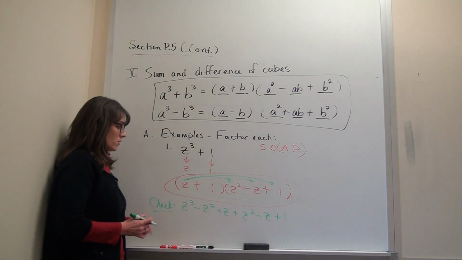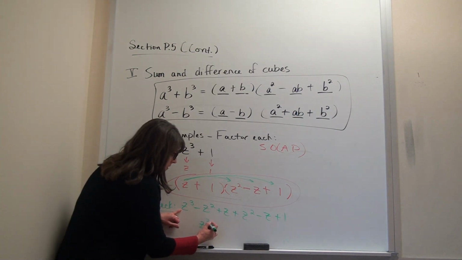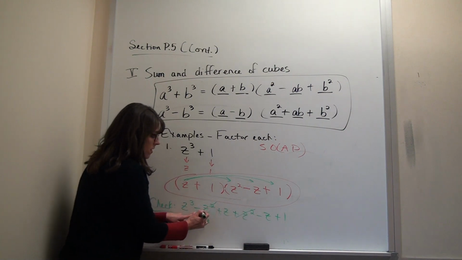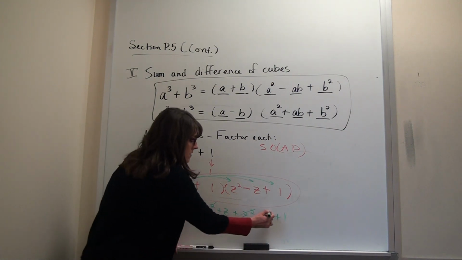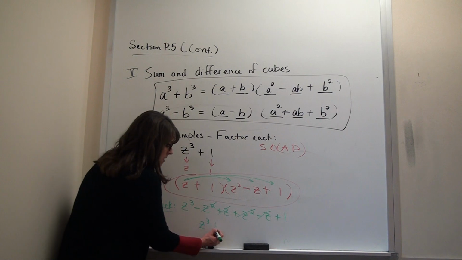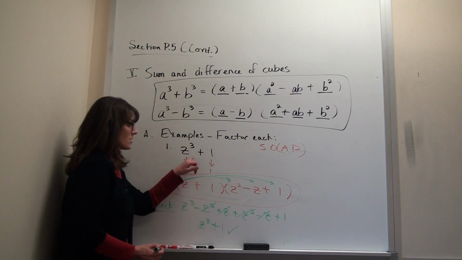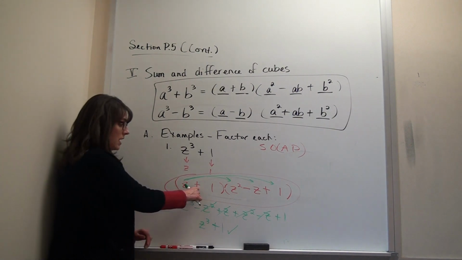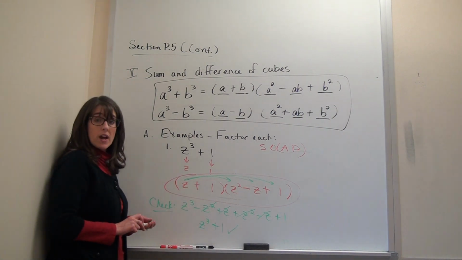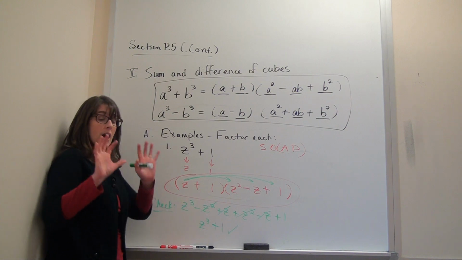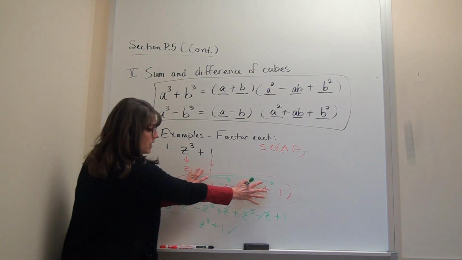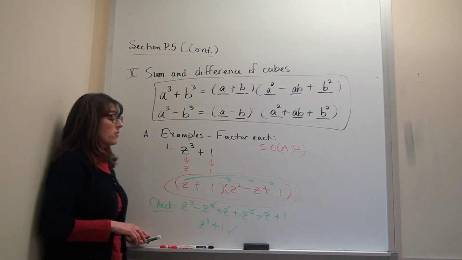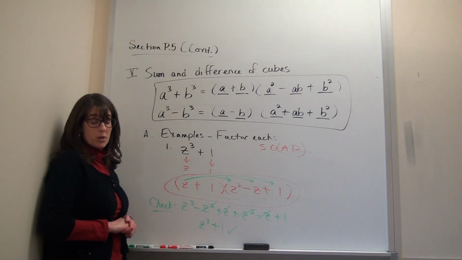Now when I combine my like terms, there are no other Z to the thirds. But this negative Z squared and this positive Z squared will cancel each other out. This positive Z and this negative Z will also cancel each other out. And I'm just left with a Z to the third plus 1, which is exactly what I started with. Remember, this is not the answer, this is the check. The answer is your factored form, and you know that it's factored when you have things that are multiplied together. I have a couple of parentheses, right here and right here. Those 2 parentheses are being multiplied together, so that's my factored form. And that's how sum and difference of cubes works.